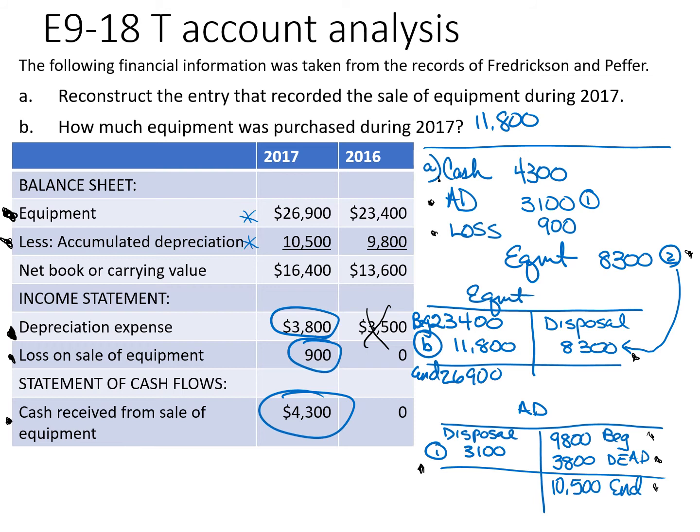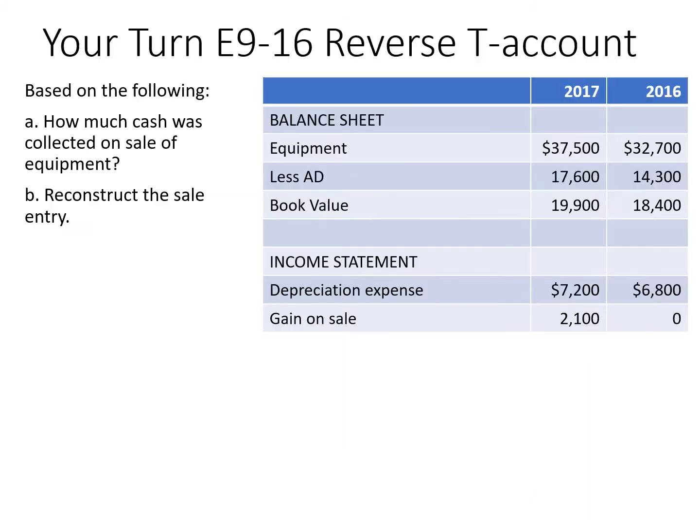So hopefully this makes sense, but if it doesn't, there's another problem. So it's your turn. Here we have a problem. We're given the beginning and ending balances of equipment and the accumulated depreciation. We're told that we had a gain on the sale and the amount of the depreciation expense for the year. So we need to reconstruct the sales entry, and we'll also need to reconstruct the equipment and the accumulated depreciation accounts as well. So let's see what happens.